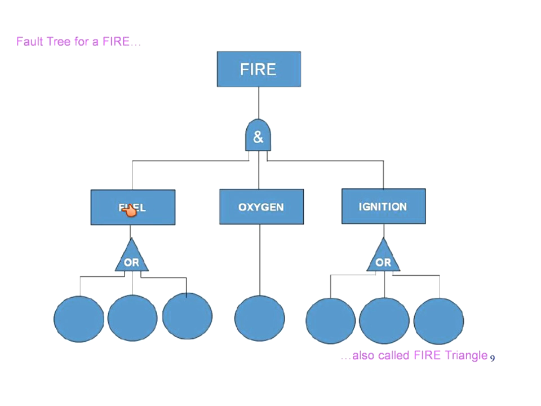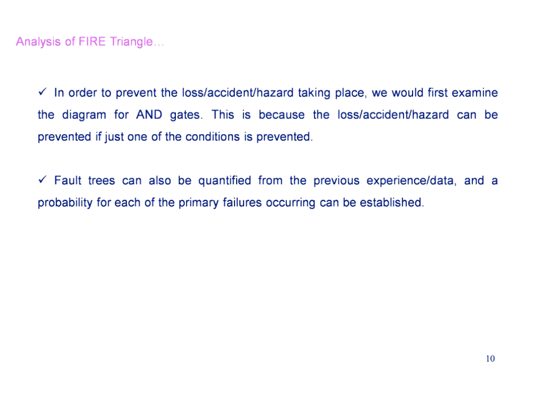It is enough if you stop any one, either fuel or oxygen or ignition. If you stop fuel, there will not be fire at all. If you stop ignition, there will not be fire at all. But stopping oxygen is not possible. So better to concentrate on AND gate, because it is easy to control accidents. Always keep in mind, for fault tree analysis, please focus on AND gate and try to stop any one below AND gate, so the accident can be stopped. This is what I told here in this slide.